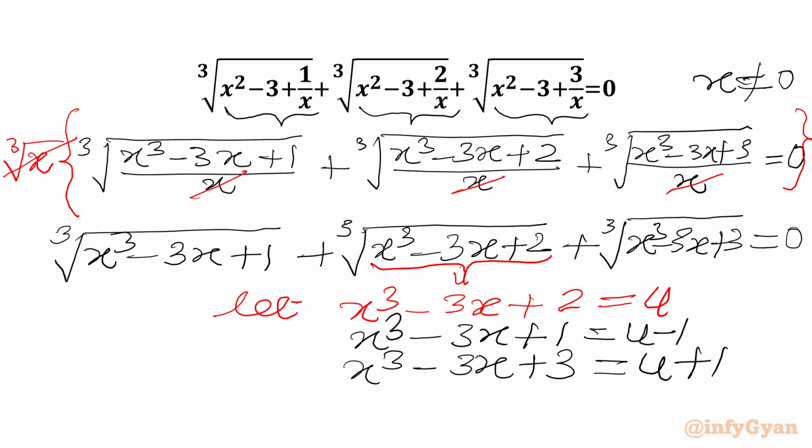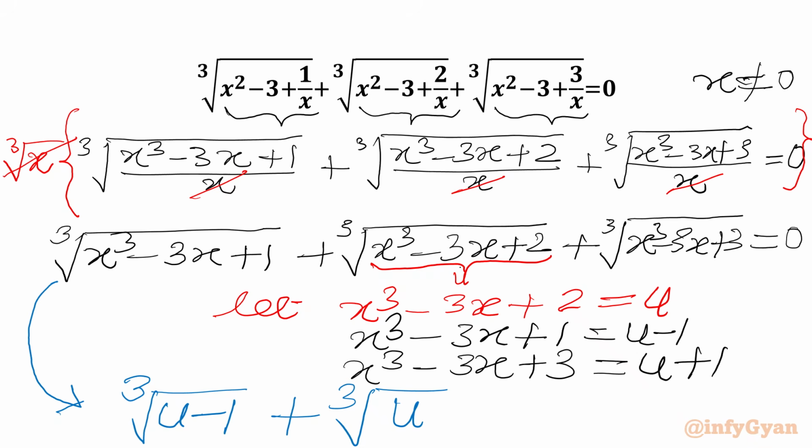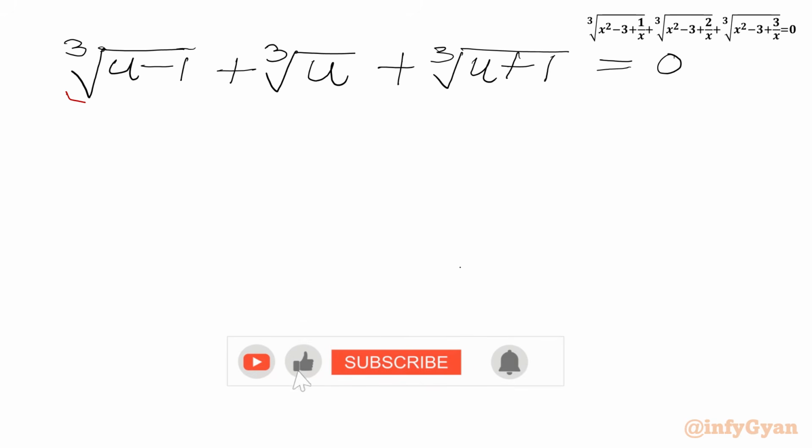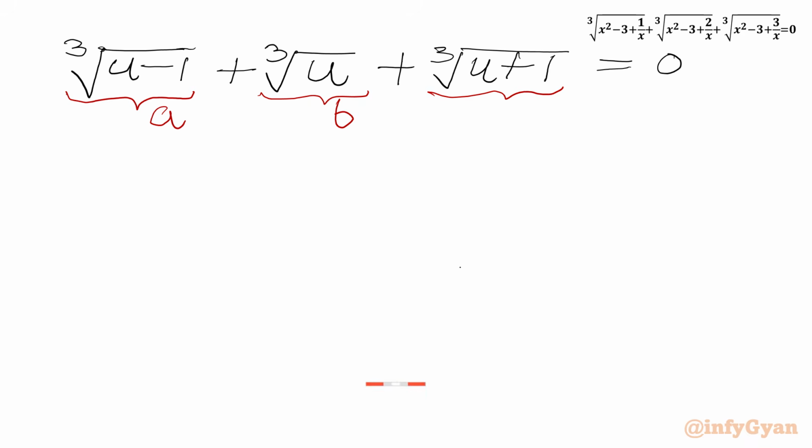So our equation, which is in variable x, now converts into variable u. We will write cube root of u minus 1 plus cube root of u plus cube root of u plus 1 equal to 0. Let me write the equation here. Here it is. Now we will assume this is A, this is B, this is C, then we can write A plus B plus C equal to 0.